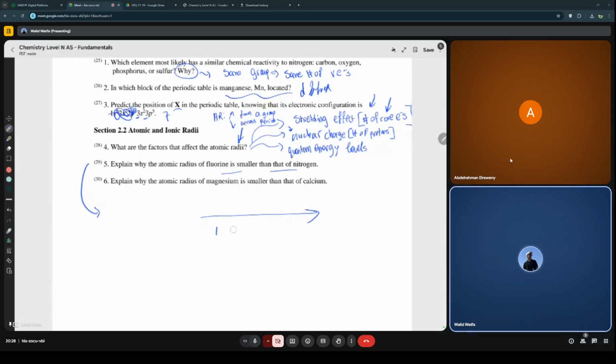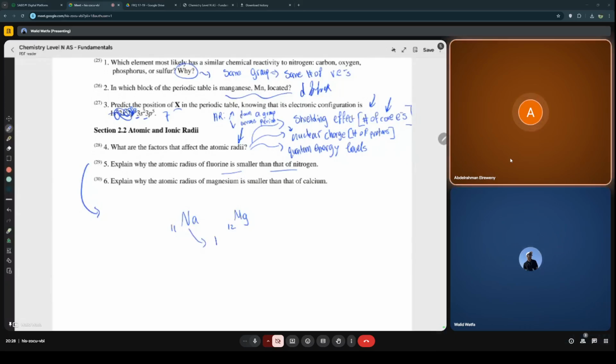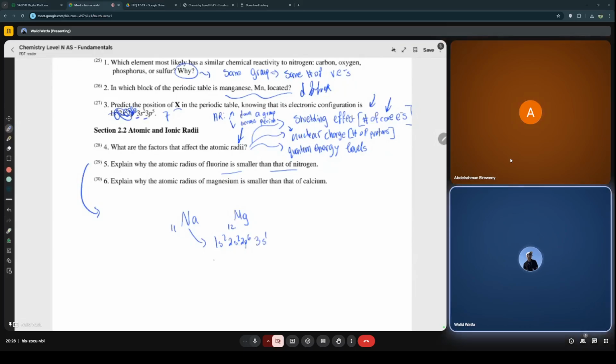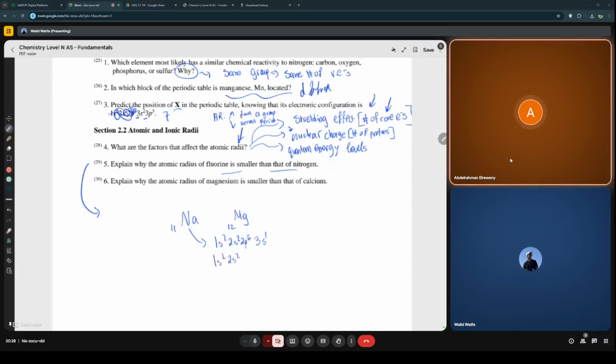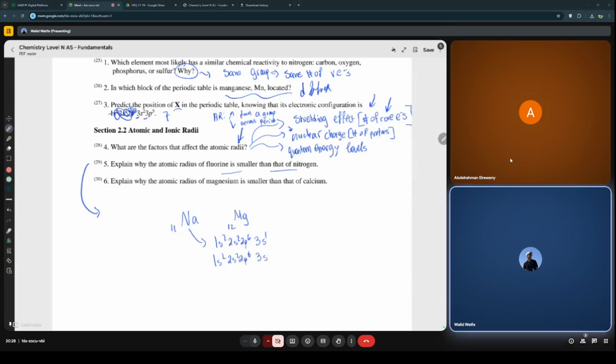You want to test it? Let's test it, just so you can prove it. Na and Mg, same period, right? Na is 11, Mg is 12. Give me the config. 1s2, 2s2, 2p6, 3s1. Mg: same thing, but 3s2. Perfect. How do you calculate core electrons in the first one? It's 11 minus what?